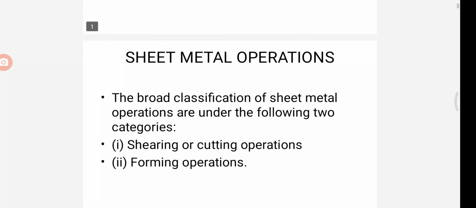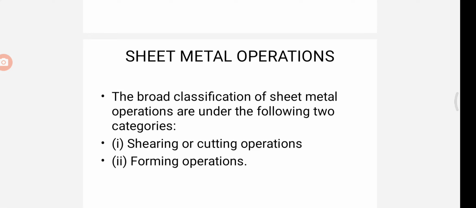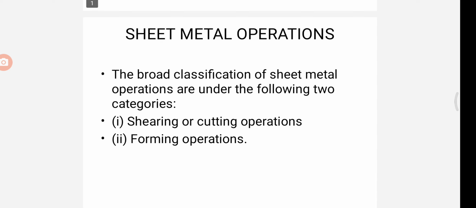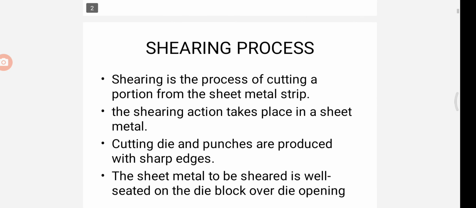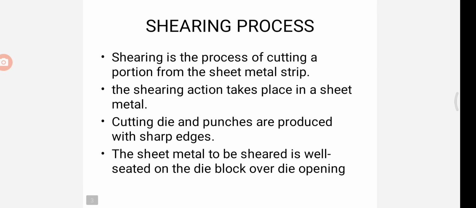Next we are going to see what the operations in sheet metal are. The broad classifications of sheet metal operations fall under the following two categories. The first one is the shearing operations. Shearing is nothing but cutting operations. The next one is the forming operations. So what are shearing operations?